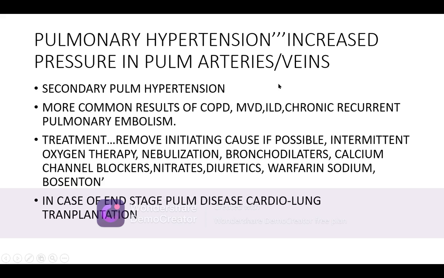It results from either arterial hypertension or venous hypertension. The treatment is to remove the initiating cause if possible. You give intermittent oxygen therapy, nebulized bronchodilators, calcium channel blockers, nitrates, diuretics, and warfarin sodium to protect from microemboli. Bosentan, an endothelin receptor blocker, should be given. Try these drugs to reduce the afterload and the preload on the heart.